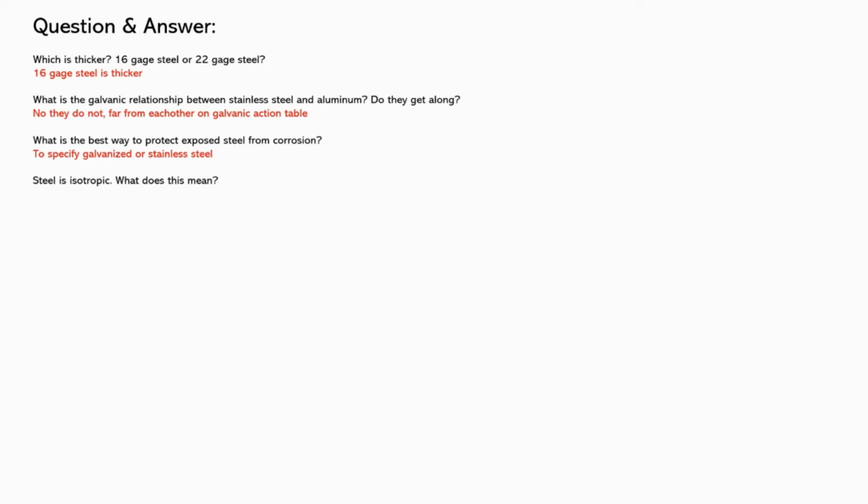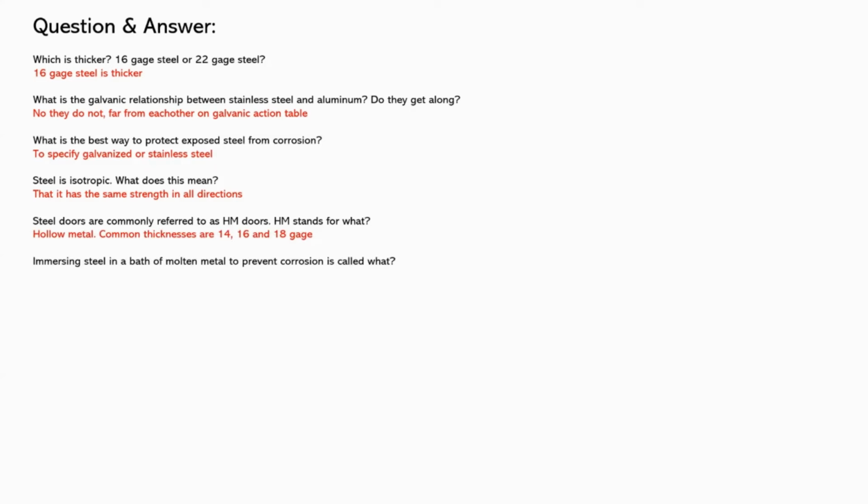Steel is isotropic. What does this mean? That it has the same strength in all directions. Steel doors are commonly referred to as HM doors. HM stands for what? Hollow metal. Common thicknesses are 14, 16, and 18 gauge doors. Immersing steel in a bath of molten metal to prevent corrosion is called what? Hot dipping.